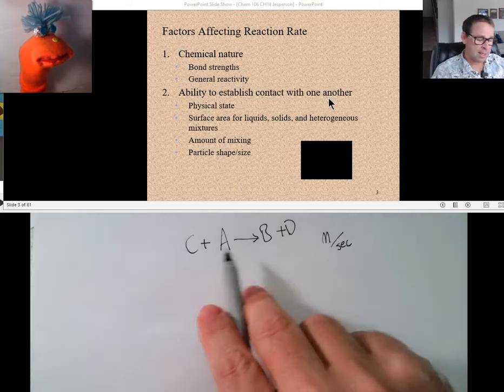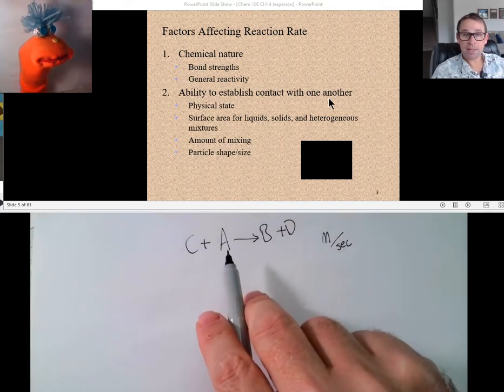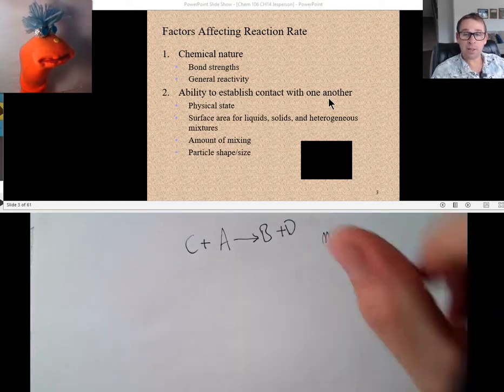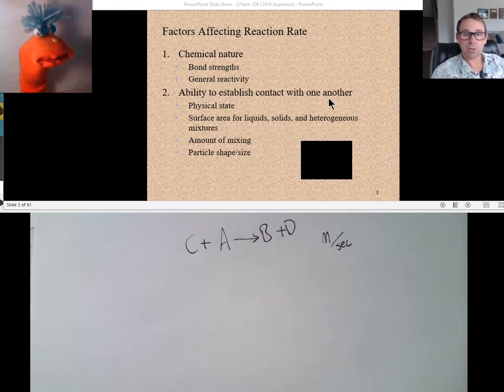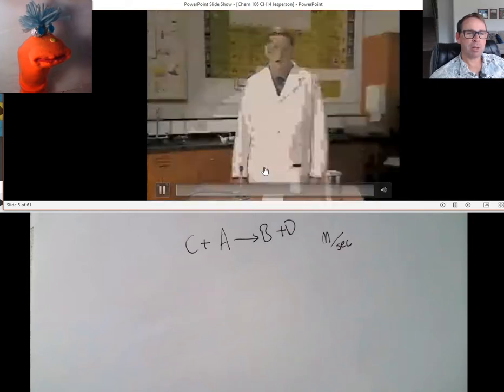If both C and A are gaseous, that's a different story, because gases can move very freely in the container that they're in, or in the environment, wherever they are. If one's gaseous and one's solid, the gas is still going to have a hard time interacting with much of the solid. It can hit the surface, but not much more. Gaseous and liquid, same thing. Liquid and solid, possibly the same thing. The solid can be surrounded by the liquid, so you can have an increased surface area.